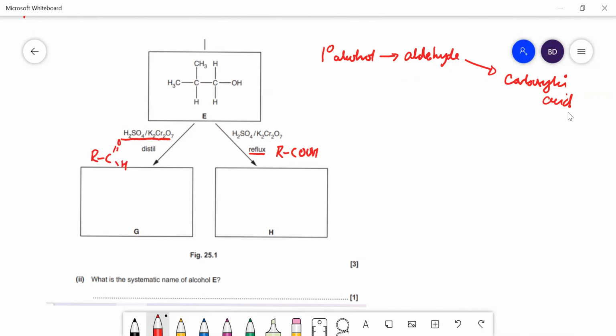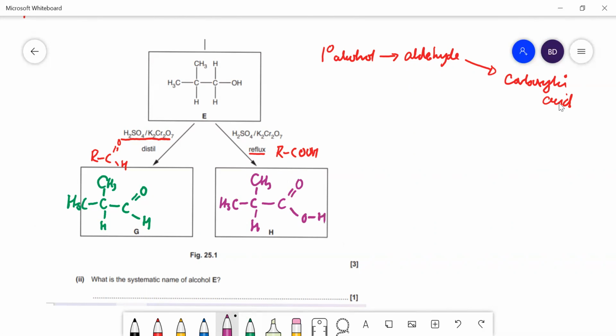So let's draw the full structure. Okay, so what's the aldehyde going to look like? Well, most of the molecule doesn't change. But 2 methyls on that carbon. And you change this to that. There's the aldehyde. If you oxidize it all the way, you are going to get the carboxylic acid. You're going to get that.